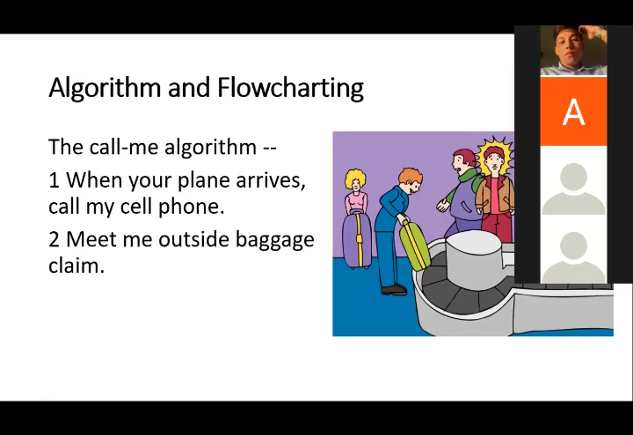Second, the call me algorithm. When your airplane arrives, call my cell phone, meet me outside the baggage claim, pero hindi pa sila nakarating doon. Tama ba yung algorithm? It is a step for you to reach our house, pero hanggang 2 lang siya. Kulang pa siya ng step. Hindi pa talaga sila mismo nakarating ng bahay. So you have to take any transportation, both ikaw and your friend, and then you'll reach your home. So that's called the algorithm.